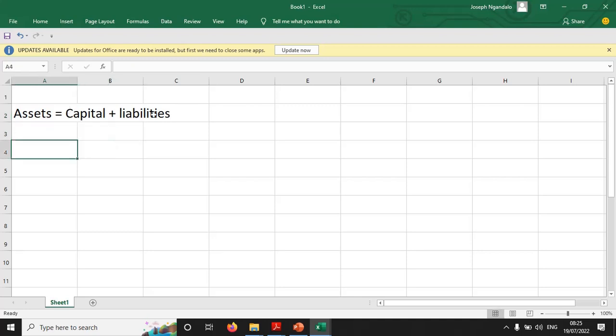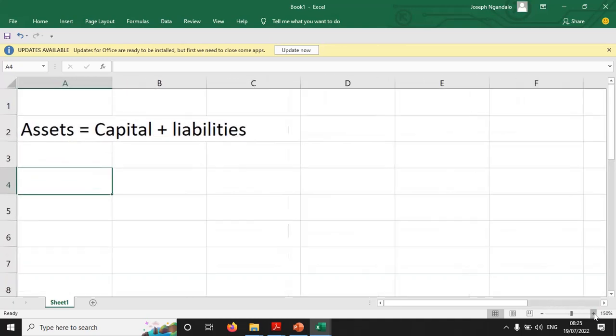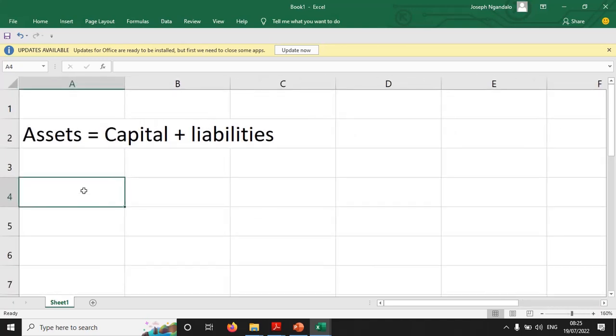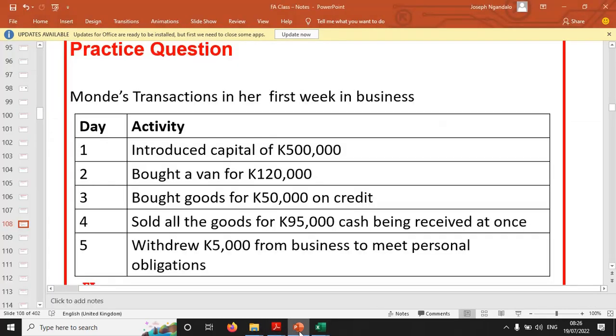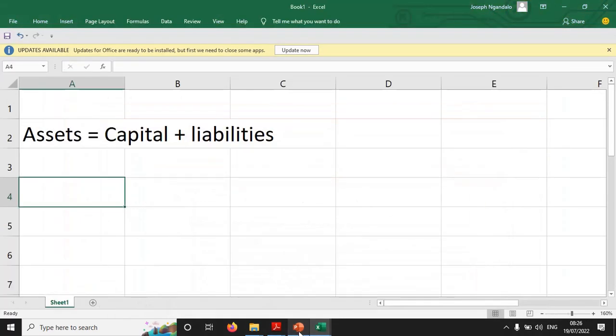So let's begin with what she's doing there, and maybe I can just do this so that somebody can see clearly. I hope you can see clearly. Okay, we begin with the introduction of capital. So she introduces how much? 500, right? So what is happening here?